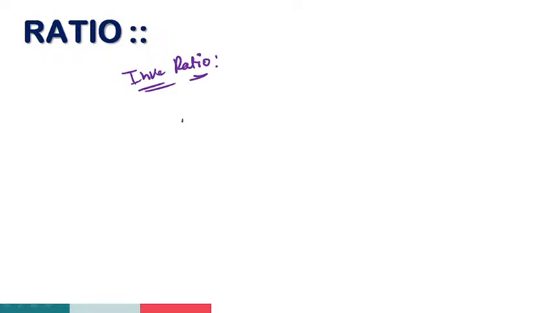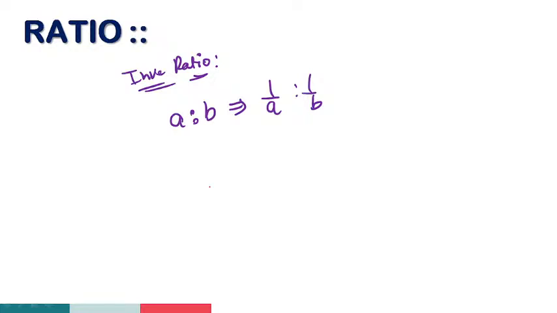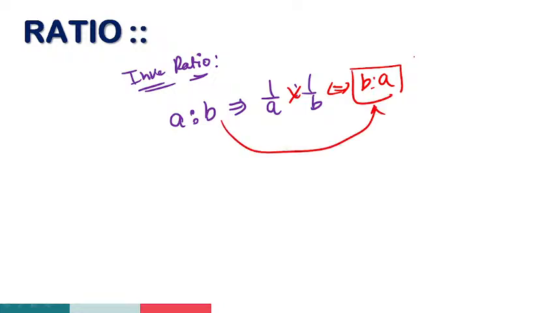Inverse ratio. For example, A is to B. The inverse ratio is 1 by A is to 1 by B. Just cross multiplication, so B is to A. A is to B, the inverse ratio is how much? B is to A. And for example, 2 is to 3, the inverse ratio is 3 is to 2.